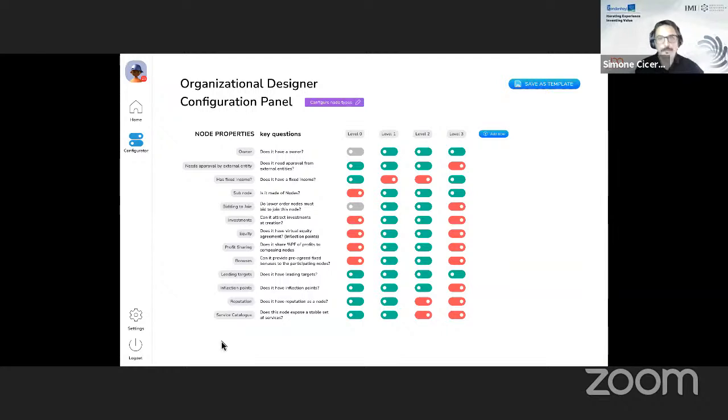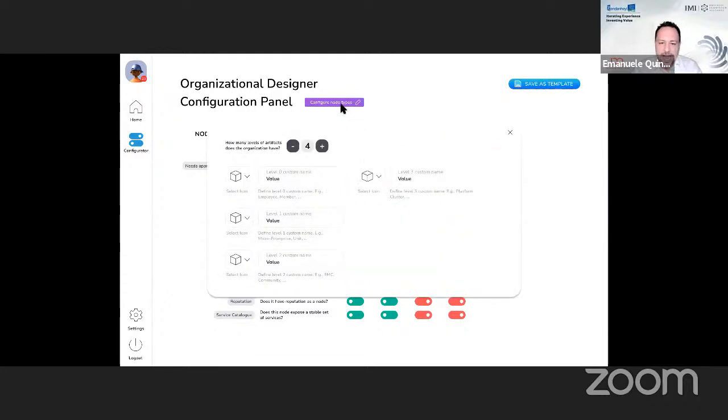Yes. So basically, we have abstracted a number of properties that all the nodes at the different levels of complexity of the organization may have. One of them is: is there an owner for this node? Does this node have equity? Has it profit sharing? Has it leading targets?